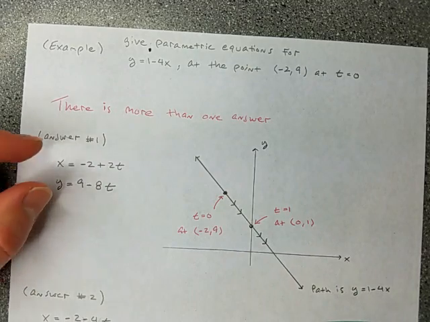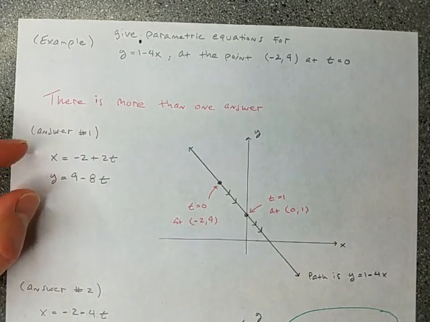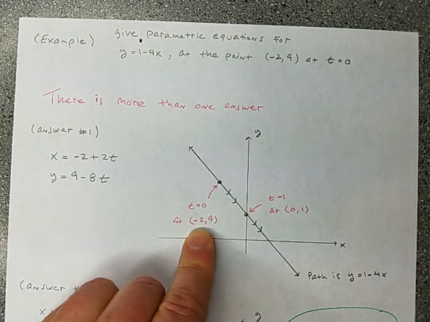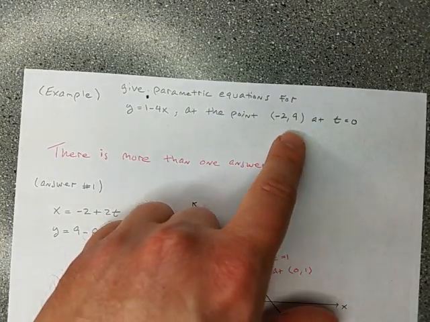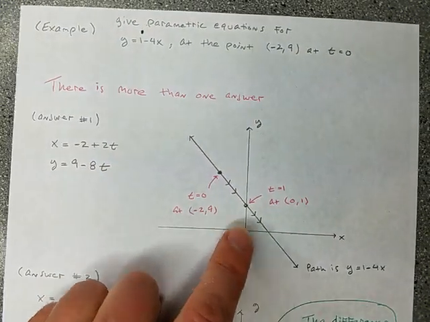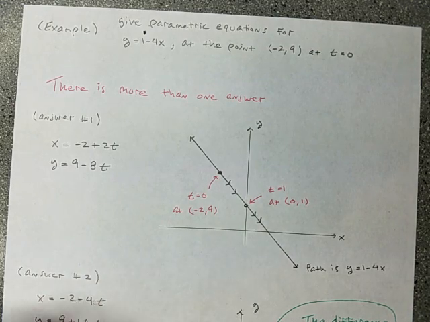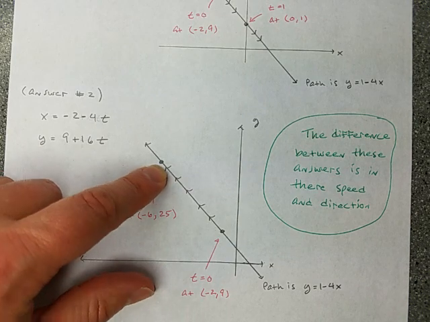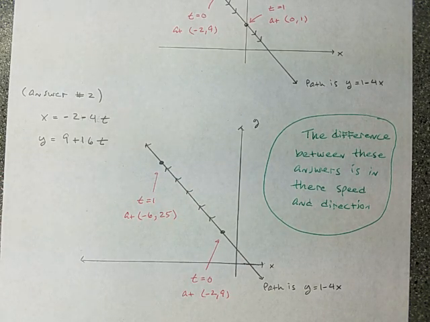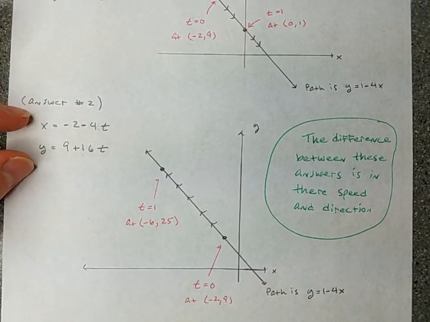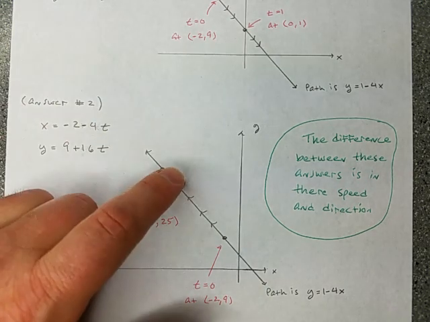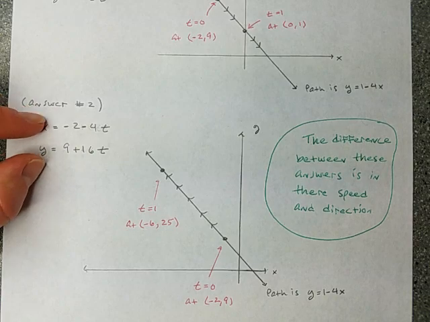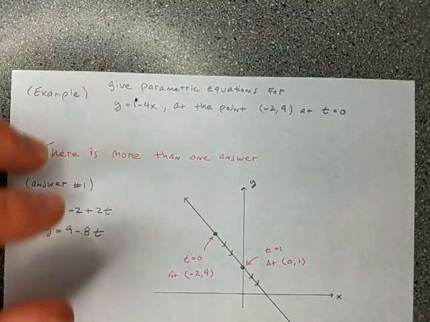There's more than one answer. This is one of them. I just did it. And yes, I said it will put you there at t equals 0, as is indicated. And it will put you here at t equals 1. Okay? But I could have chosen that point out there and gotten a totally different answer. So here's another answer I could have gotten if I had done it slightly differently with some other point.